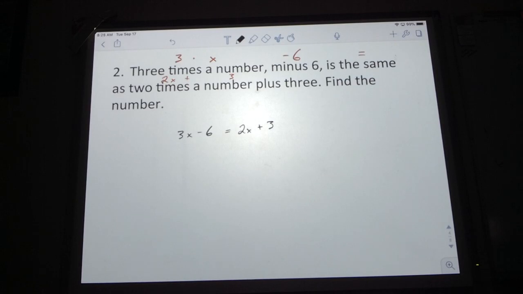Okay, so I'm going to undo my lower amount of x's. This time it is 2. So subtract 2x from both sides. That cancels, so then we have x minus 6 equals 3. Add 6 to both sides. X equals 9.